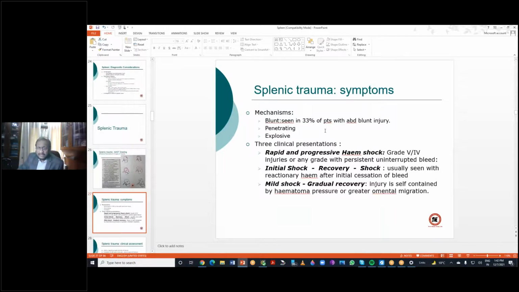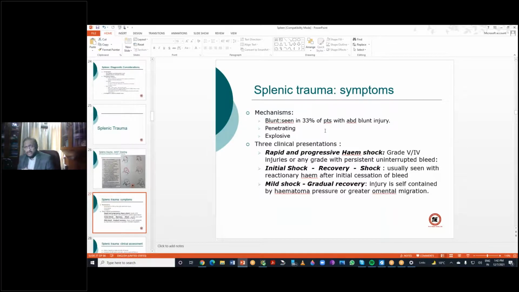Now, three typical presentations of splenic trauma. The first is the patient comes to you and goes into shock and keeps on progressing into hemorrhagic shock, and you can't save the patient, or you try to save the patient. That basically indicates that the bleeding is continuing persistently, uninterrupted.